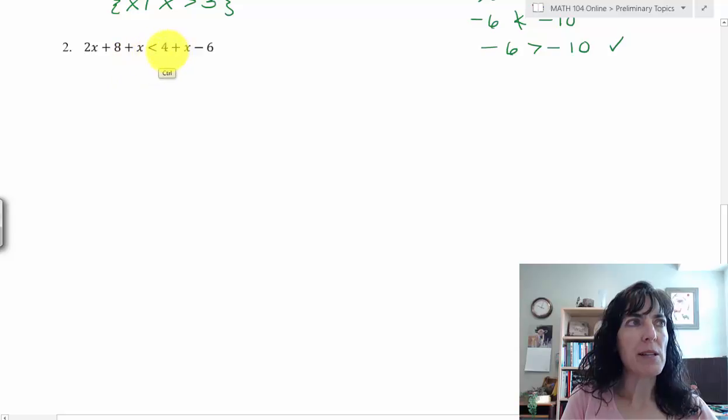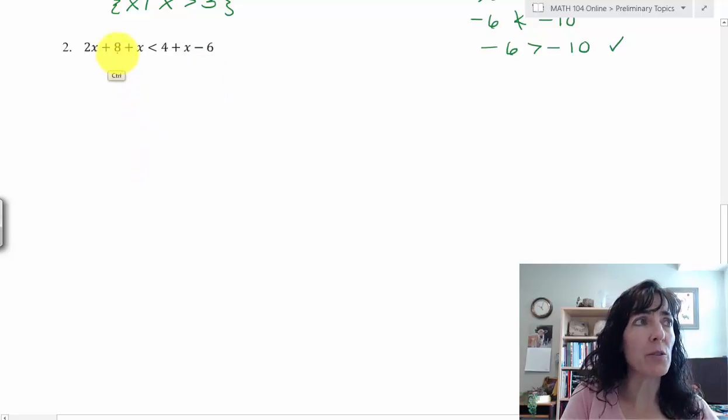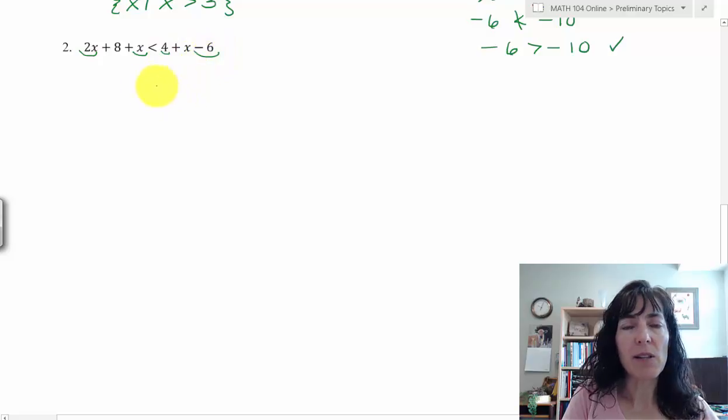2x + 8 is less than 4 + x - 6. I have a lot of like terms, so I would like to get those handled first. And I see that I have a 2x and an x on the same side. They could be combined. And I have a 4 and a negative 6 on the right. They could be combined.